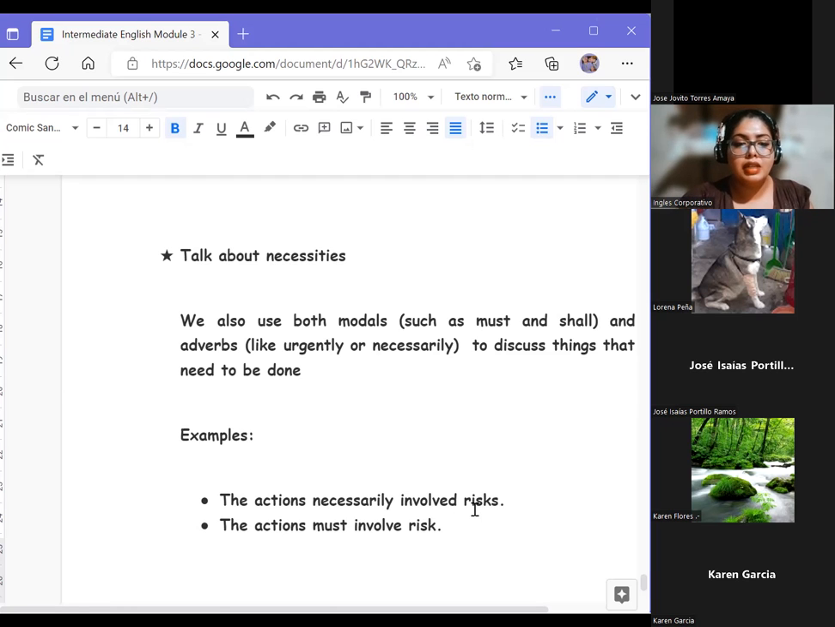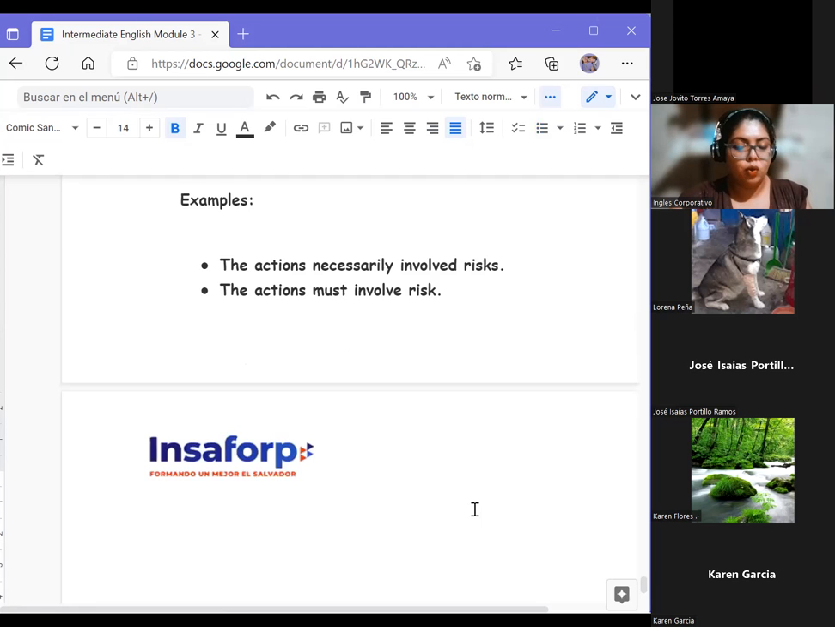And the last one of these is talking about habits. And it says that habits are actions that are done routinely, and we can use modals like will and adverbs such as usually and so on to talk about these habits.